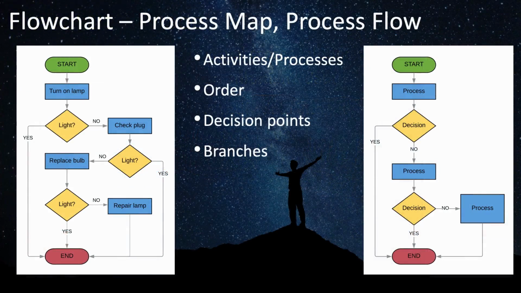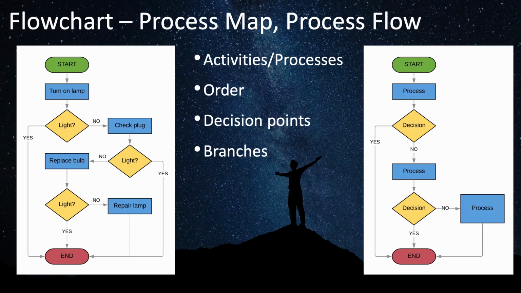A flowchart can be used to represent a process map or process flow. It begins with a starting point, which leads to different processes or activities to be done, connected in the order in which they should be done. It also includes decision points, which lead to different branches of activities depending on the decision. The process is complete when you reach the end symbol. Here you see a very simple example of turning on a lamp.